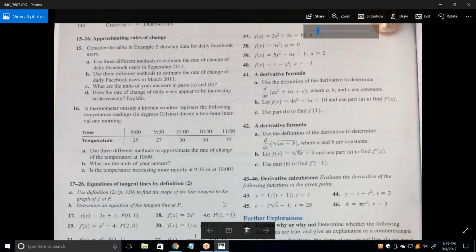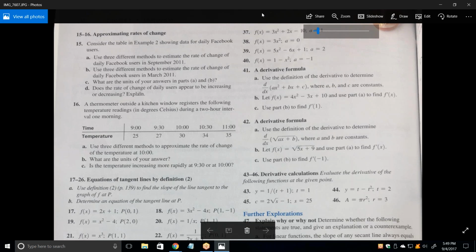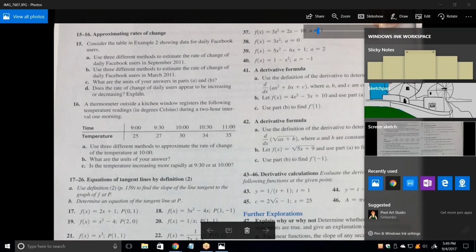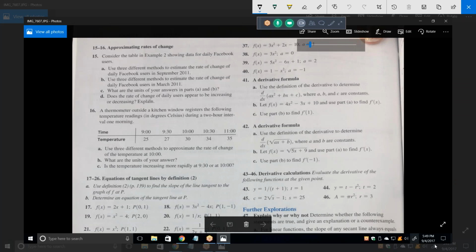Which number are we doing? 39, 38? We're doing 38. Okay. This is pretty easy to actually do the hard way. So let's do it the hard way, just to give you a little practice at that. I'm going to always use definition number 1. It doesn't tell us to do otherwise. So let's use definition number 1.